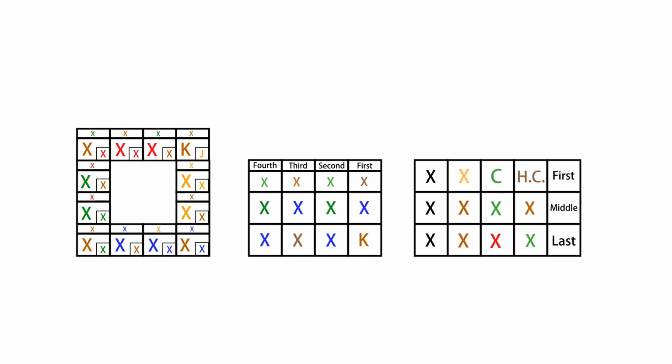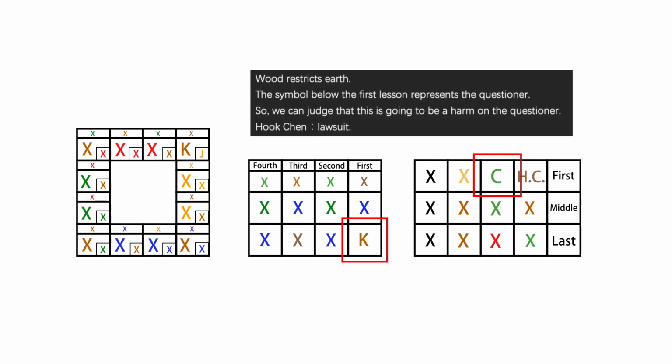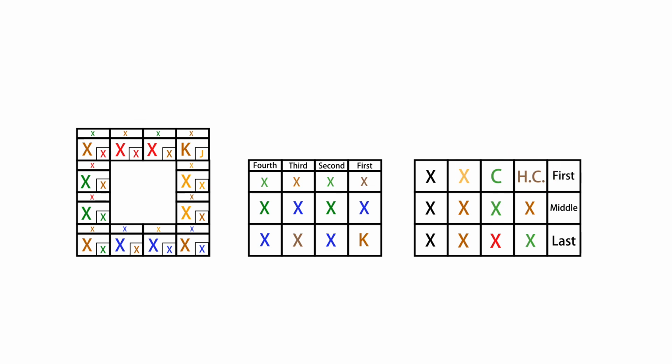In this course, the attribute of the first transmission is wood, and the attribute of the symbol under the first lesson is earth. Wood restricts earth. The symbol below the first lesson represents the questioner, so we can judge that this is going to be a harm on the questioner. Why is the questioner harmed? We see that the celestial in the first transmission is the Hokshen, so we can judge that the questioner will be harmed for lawsuit.